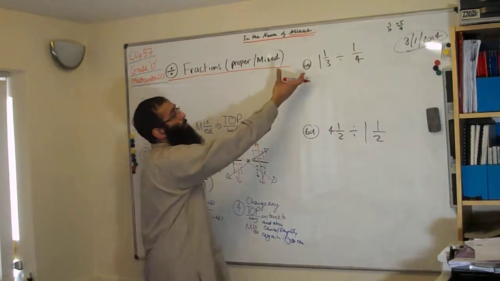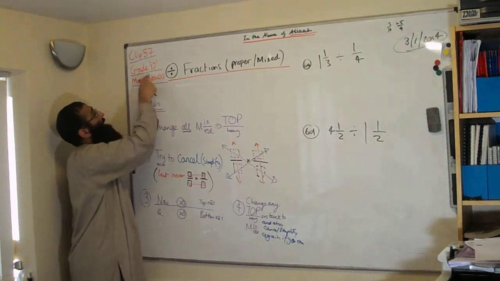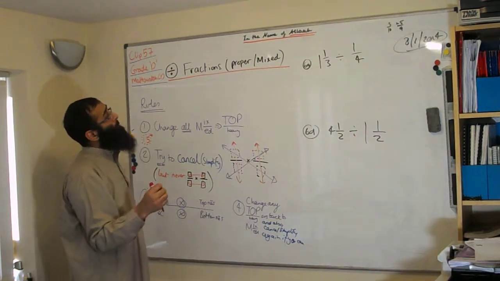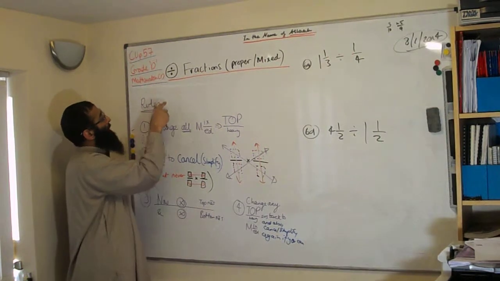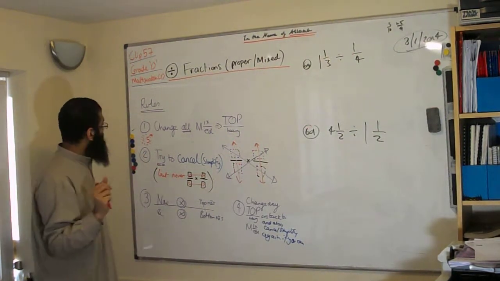Here are some example questions, question 6A and 6D from the Clip 57 Grade D MathsWatch CD work that a lot of schools are using at the moment. Let's go over the rules we had for multiplying fractions, which we are going to use for dividing fractions, and put in that extra little step.